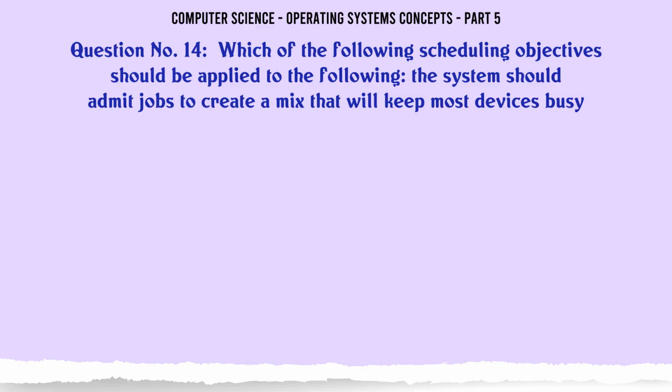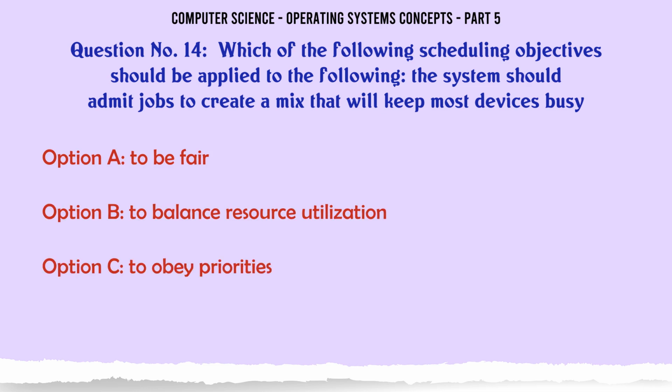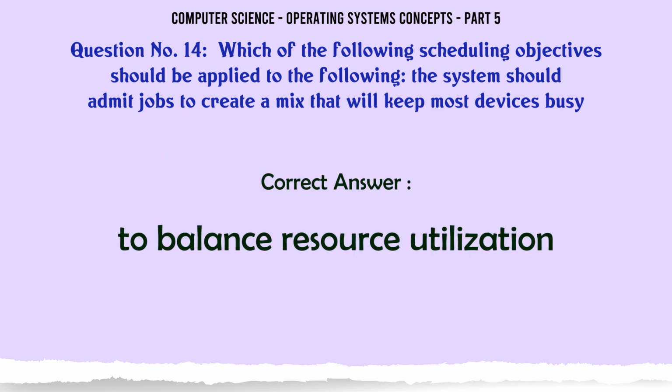Which of the following scheduling objectives should be applied to the following? The system should admit jobs to create a mix that will keep most devices busy. A. To be fair. B. To balance resource utilization. C. To obey priorities. D. To be predictable. The correct answer is to balance resource utilization.